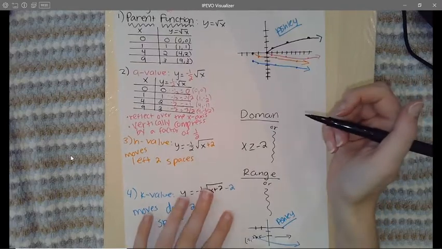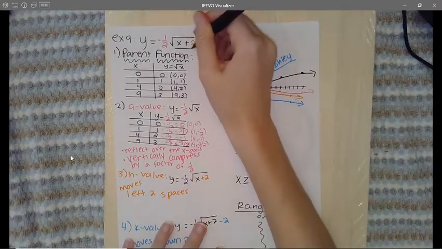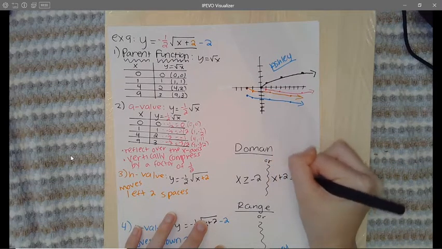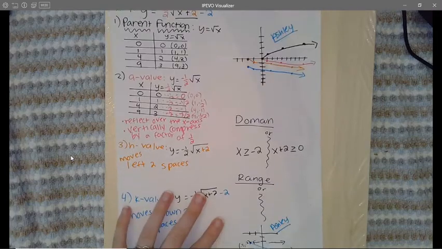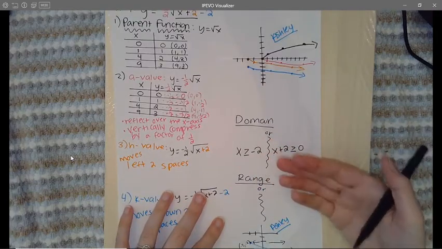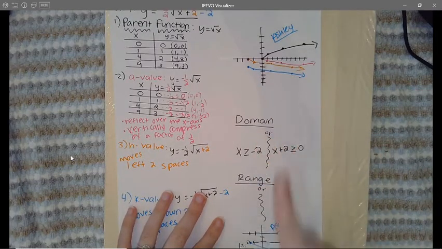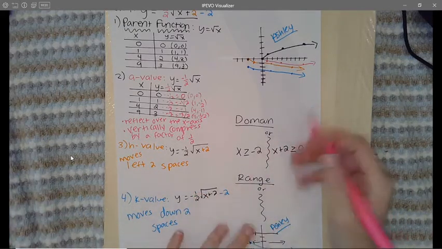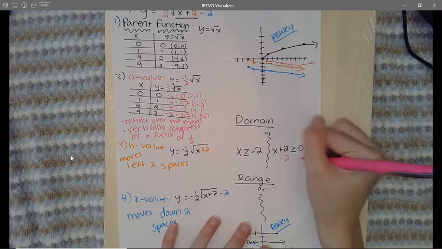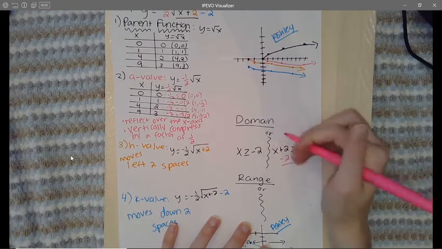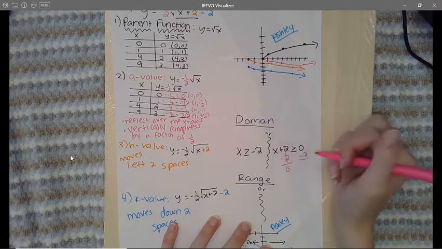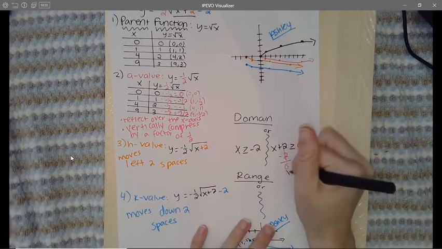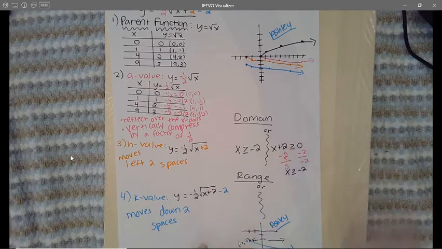Or the other way, if you prefer an algebraic way, don't forget you can set everything inside the square root to be greater than or equal to 0 and solve for x. I don't care which way you do it. You only have to do it one way, so you pick which way makes most sense to you. When I solve for x, I'm going to move this 2 over, so I'm going to subtract 2 on both sides. 2 minus 2 cancels and turns to 0. 0 minus 2 is -2. So we get x is greater than or equal to -2.